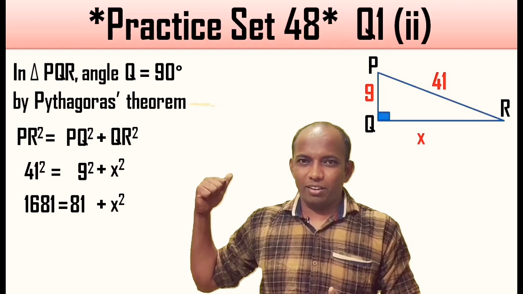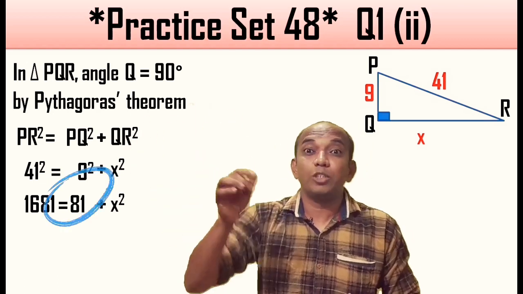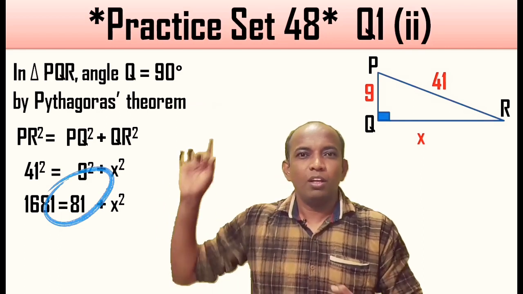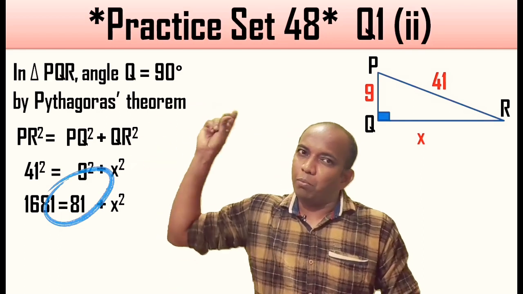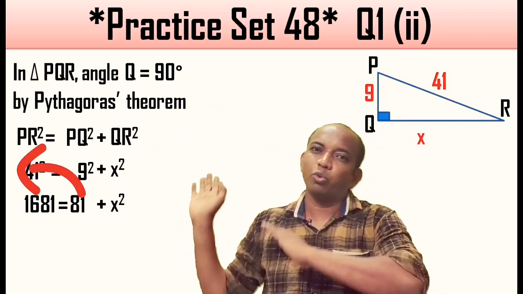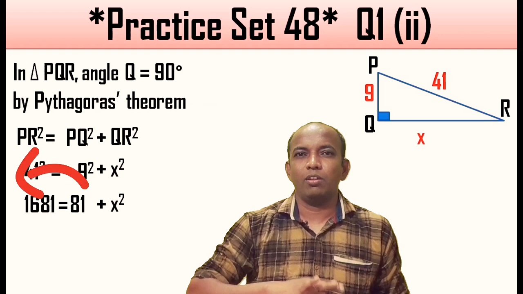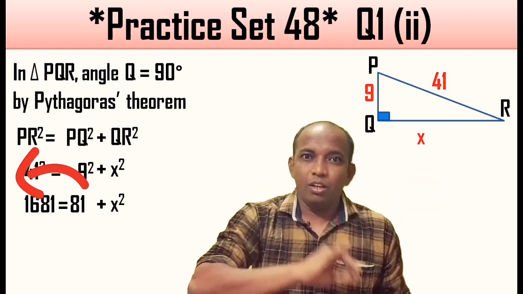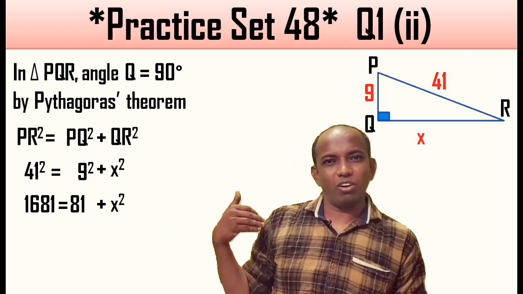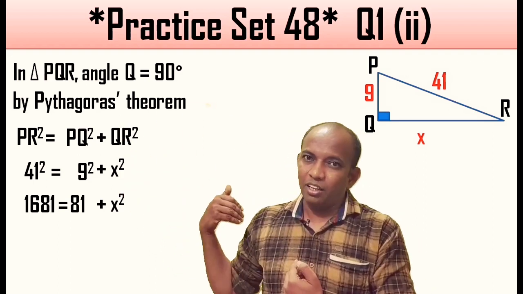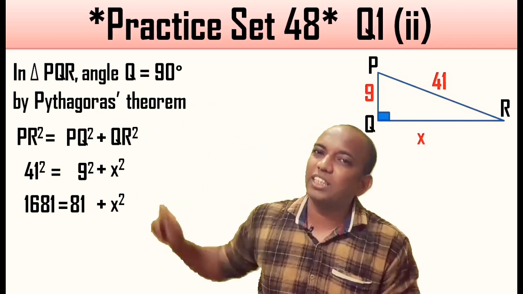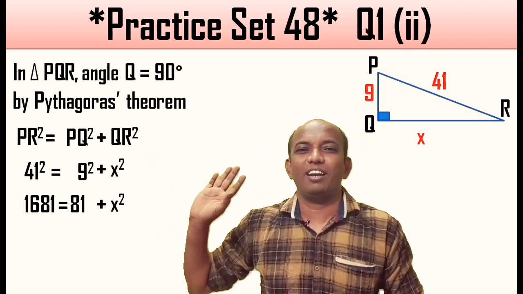81 plus x square. The sign of the 81 is positive. I'm not talking about the operation, I'm talking about the sign of 81. Okay, the sign of 81 is positive. The moment that 81 crosses the equality and moves towards the 1681, that is towards the left hand side, we have to change its sign, and as it is positive on the previous side, the moment it changes the side, it goes negative. So what we have is 1681 minus 81.